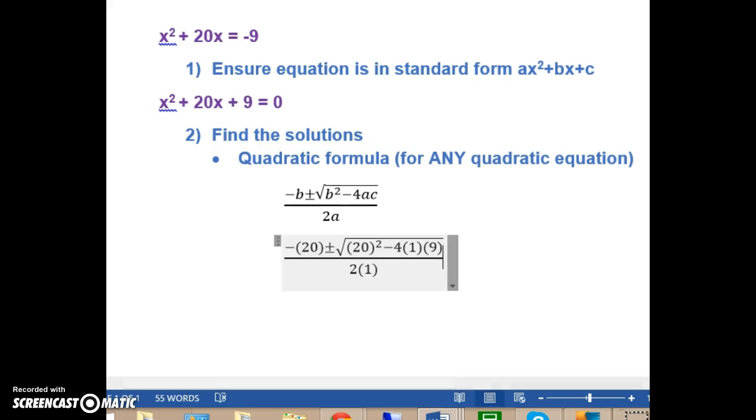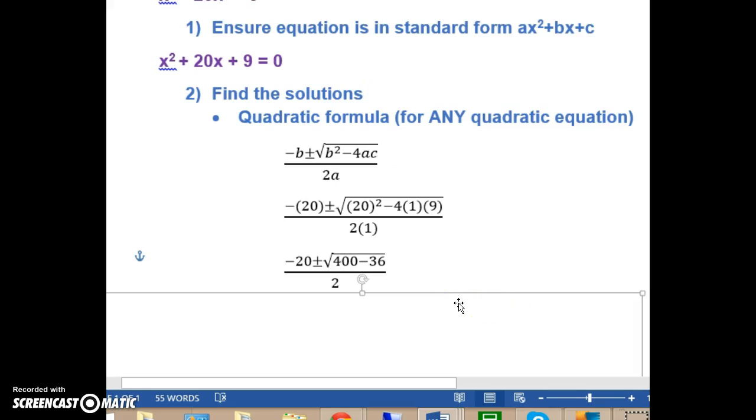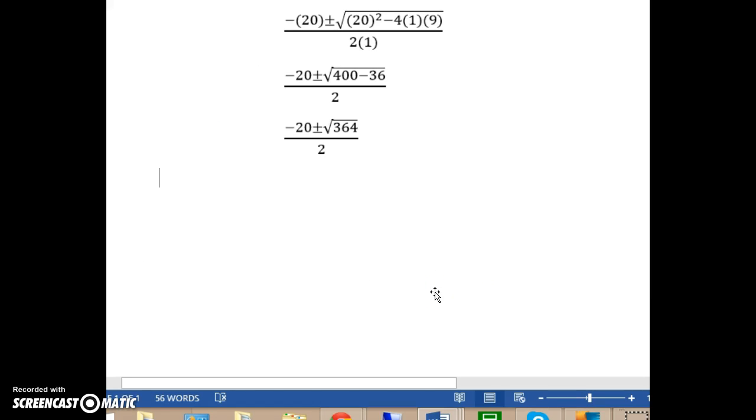Here's what it looks like with the numbers in place. And don't forget your order of operations when you simplify. We need to perform the exponents first, then multiplication, and then subtraction to simplify the radicand. After simplifying the radicand, you should get the square root of 364.